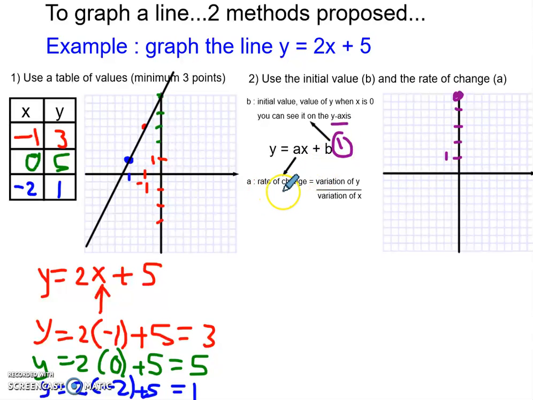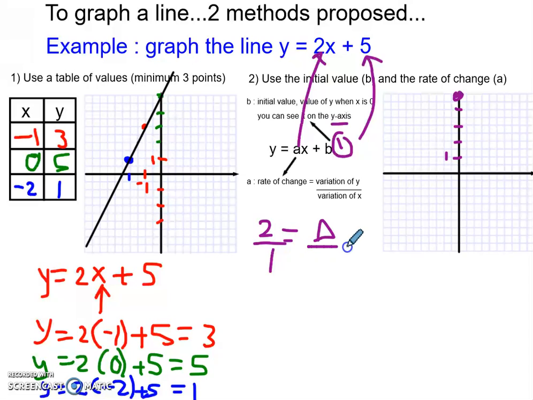Then the rate of change, your a. So my initial value was my 5. My rate of change is 2. It's the number in front of my x. 2 is the same as 2 over 1. So 2 is the variation of the y over the variation of the x. So that means that if I move 1 to the right, I'm going to go 2 up.